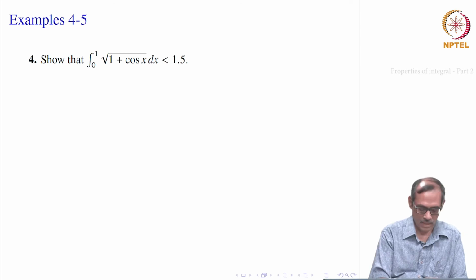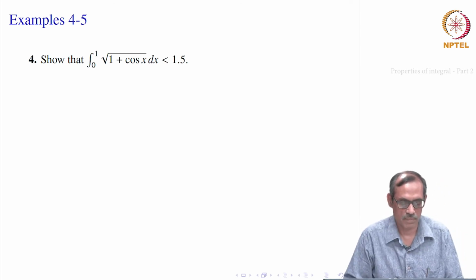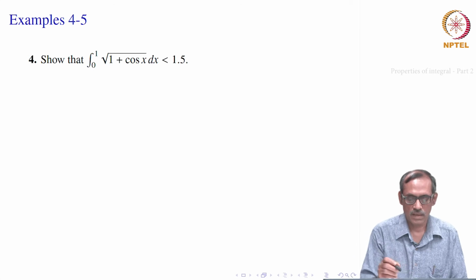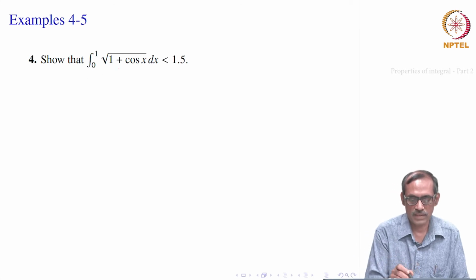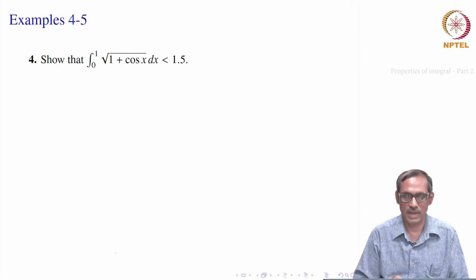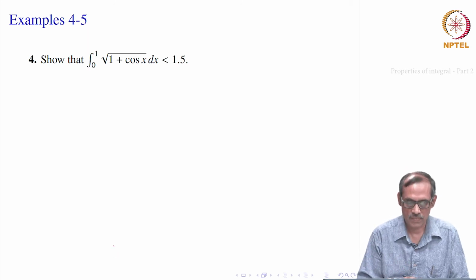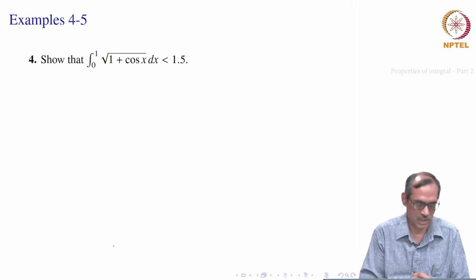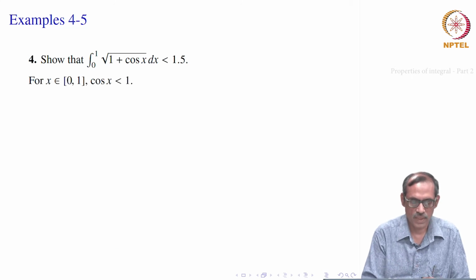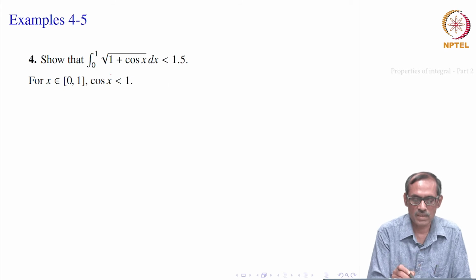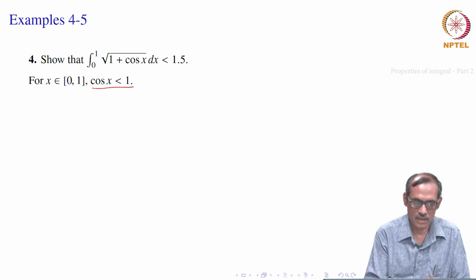Okay. So, let us take one more example. We want to show that the integral of square root of 1 plus cos x over the interval 0 to 1 is smaller than 1.5. So, it is an estimation. Somewhere we have to use some estimation, that is what we will do. Now you see, for x in the closed interval 0 to 1, cos x is always less than 1.